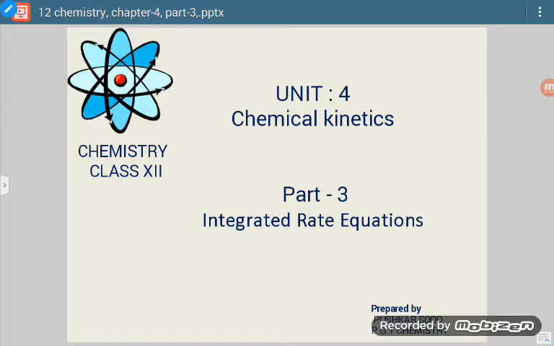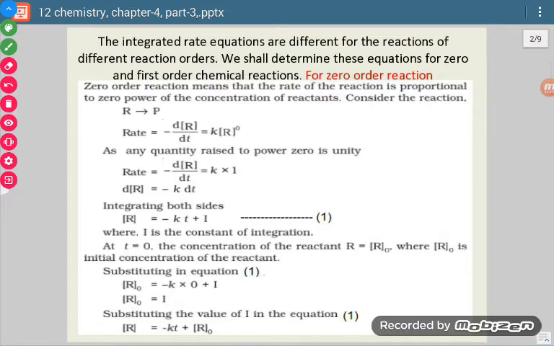Good morning, students. Today we are going to discuss a very important topic, integrated rate law or integrated rate equations. Rate law we have studied. On the basis of that, how can we derive integrated rate law equations? Now we will be doing it for zero order reaction and for first order reaction. First of all, we will start with zero order reaction.